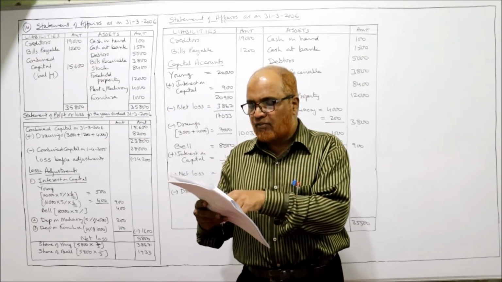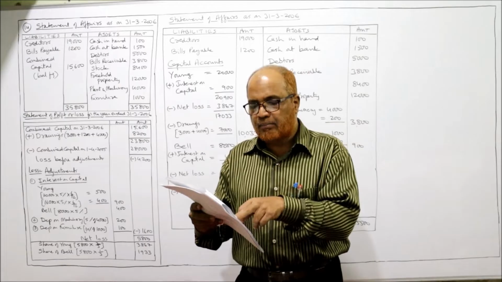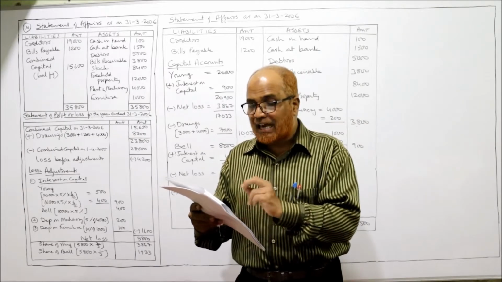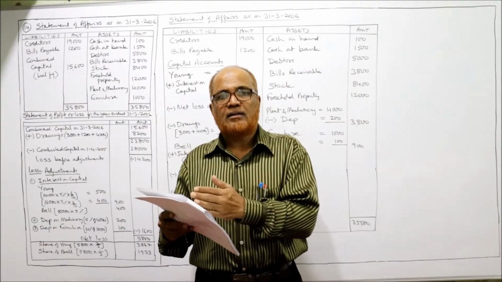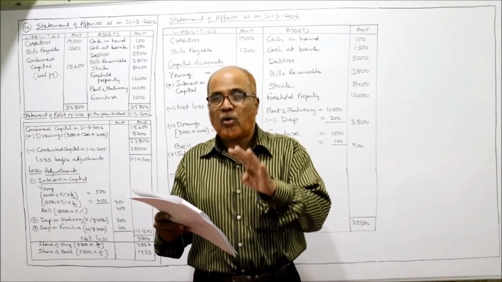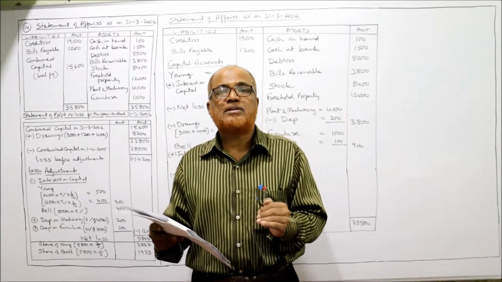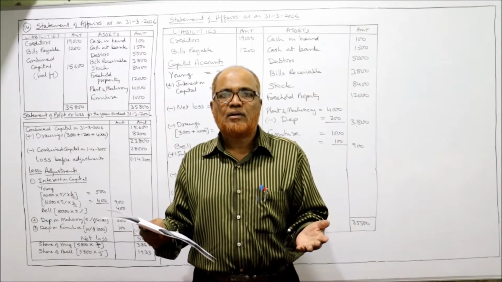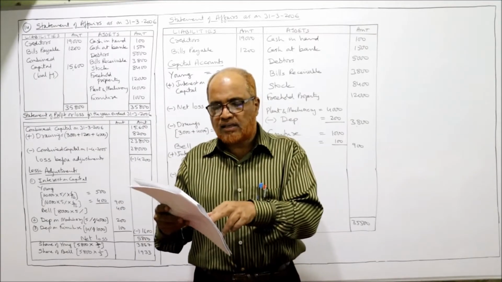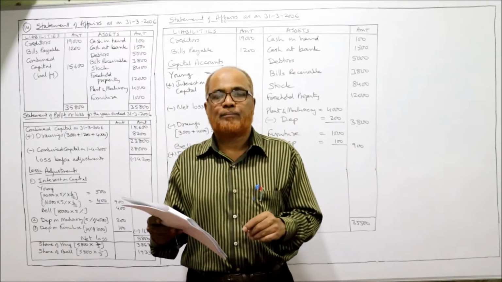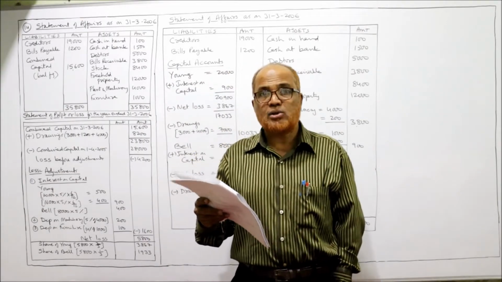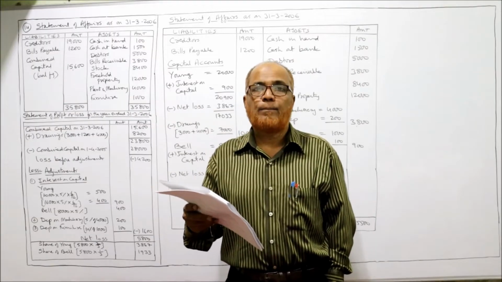Young withdrew the sum of rupees 4,000 on 30th September 2005 from his capital account. So apart from the drawings, Young, the first partner, has withdrawn 4,000 rupees from his capital. That is also drawings. The regular drawings are 3,000. Apart from that, he has withdrawn 4,000 rupees from his capital. And the date is also given, 30th September.